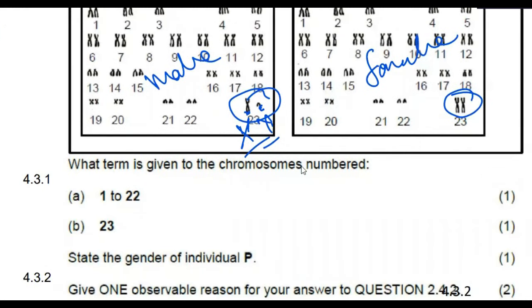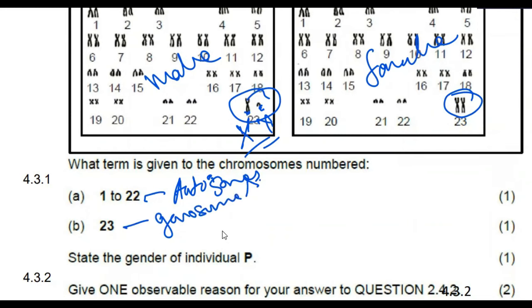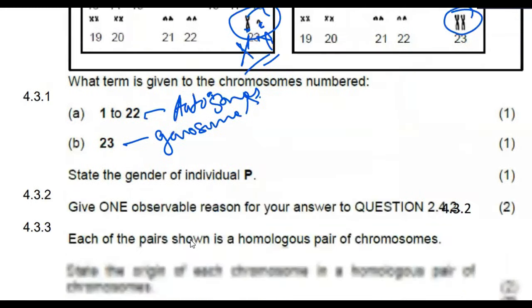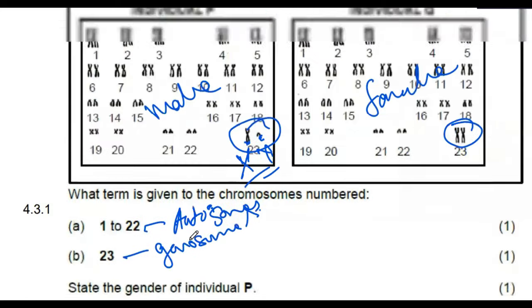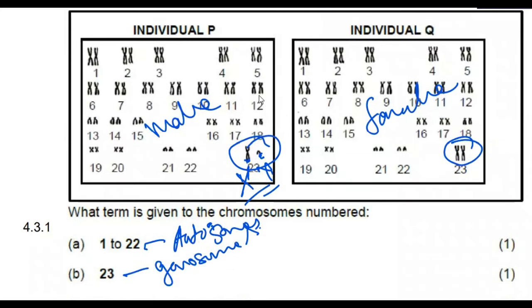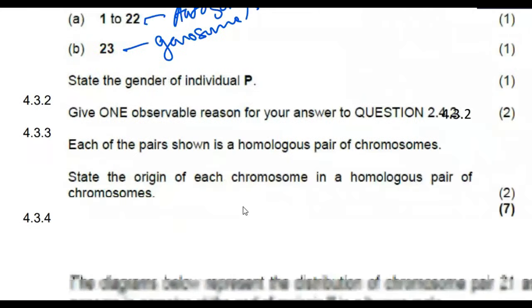What term is given to the chromosome number 1 to 22? Because they can ask you to describe the structure of a karyotype, you call them autosomes. And then 23, these are gonosomes. Why? These are sex chromosomes. Yes. State the gender of P. We have seen it. Where is P? Male, because of this.